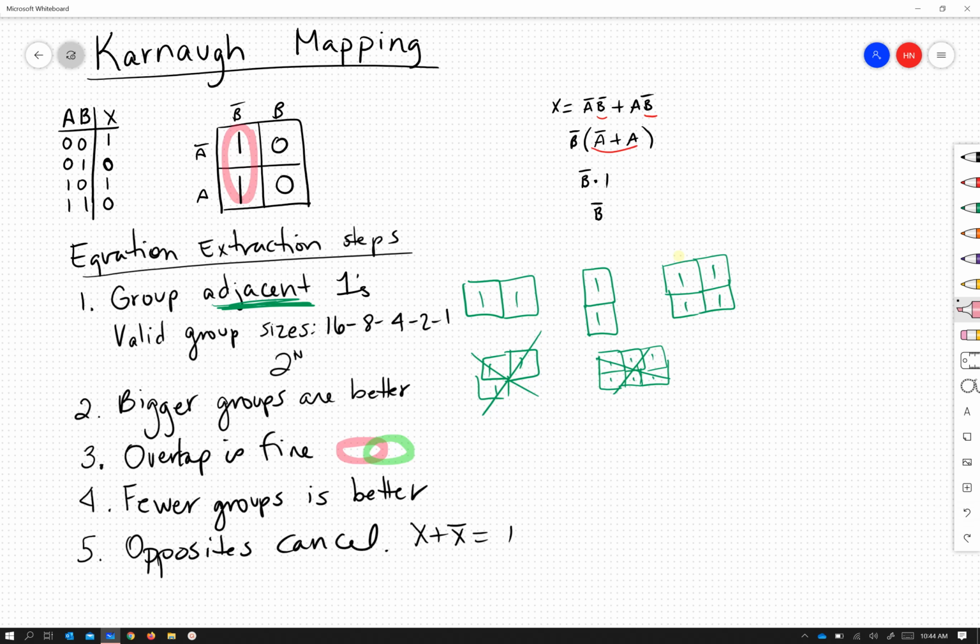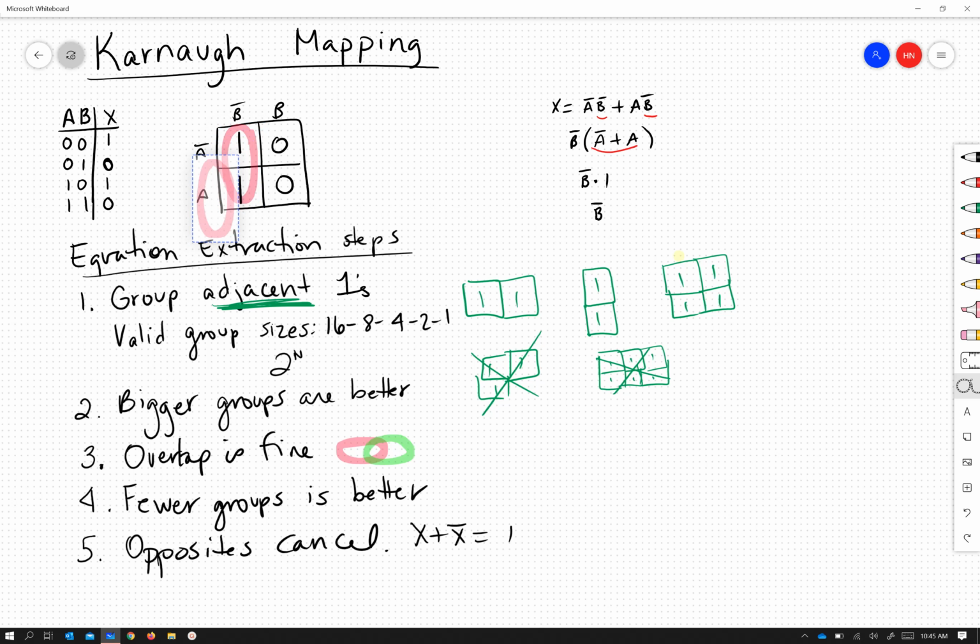Bigger groups are better. Overlap is fine. Well, here in this case, we don't have any overlap because it's only one group. And then fewer groups, there's only one, and opposites cancel. So what do I mean by that? This part here, let me use my little lasso tool to demonstrate. Okay, so as you can see right here, there's the grouping.